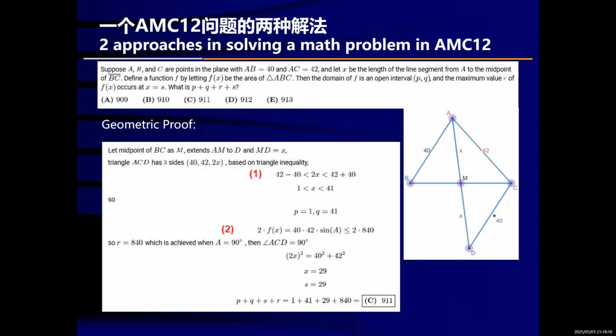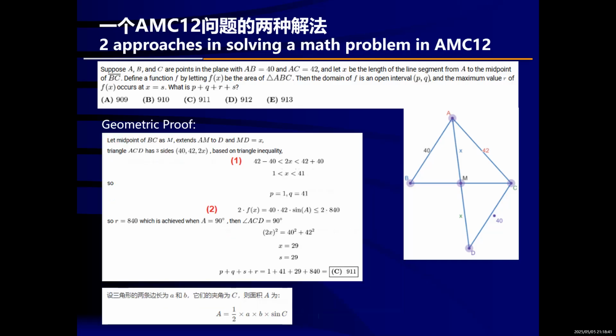If you have a rigorous mind, you may challenge me on this. You may say, wait a moment, this does not justify that P equals 1 and Q equals 41. You are right. I'm not going into details to justify this now. However, in my second approach, you will see that the values of P and Q are justified.